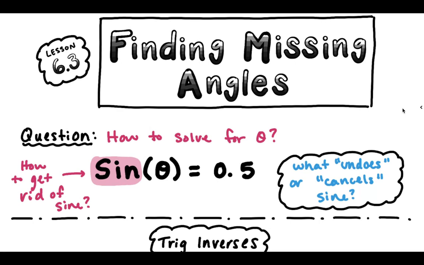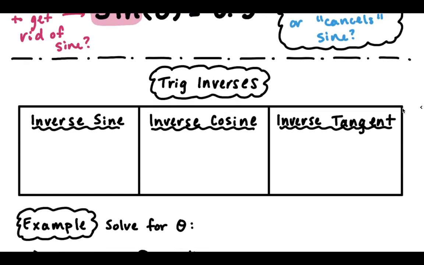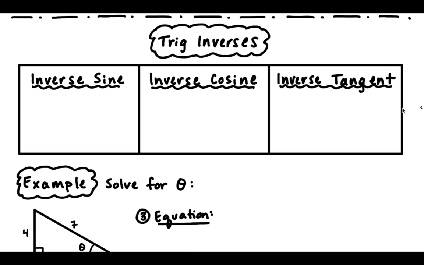Okay, so it turns out there are opposites and they are called inverses. So sine has an inverse, cosine has an inverse, and tangent has an inverse. And the inverse of sine is going to cancel it out. The inverse of cosine will cancel cosine. The inverse of tangent will cancel tangent.